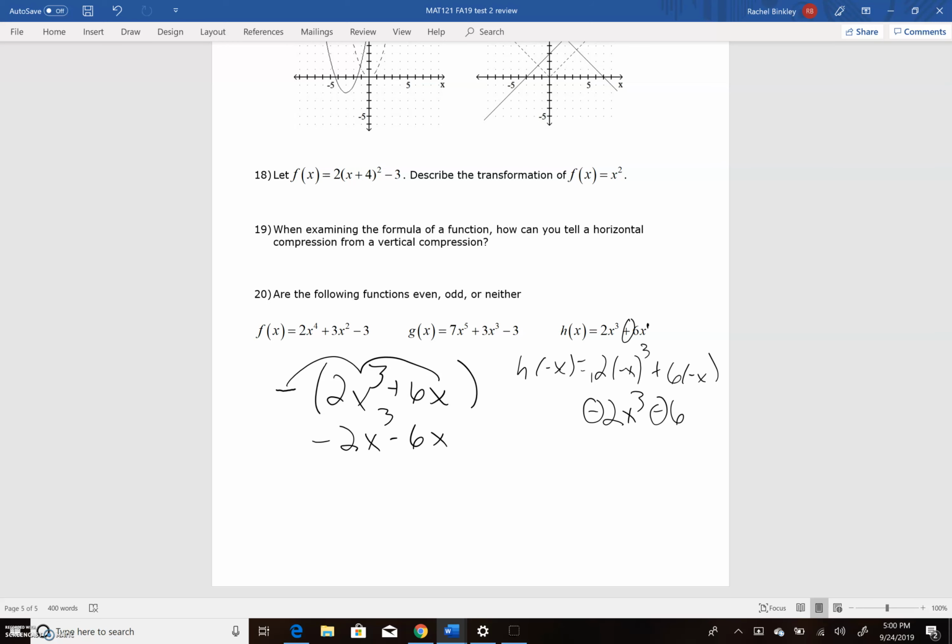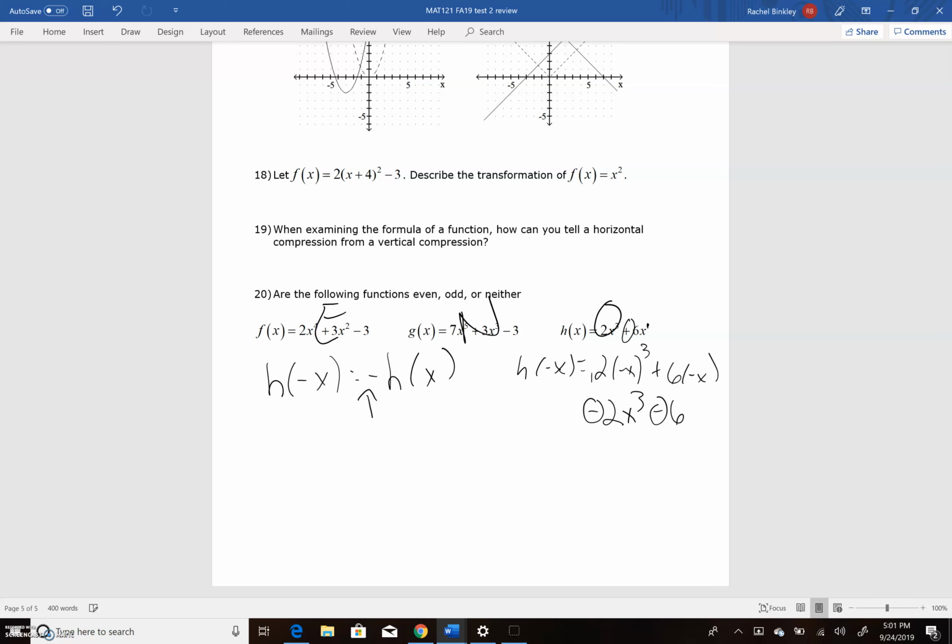So in fact, this last one is odd because h of negative x is equal to negative h of x, as if I had just taken a negative and multiplied it the whole way through. So this one's even, this one's neither, this one's odd.